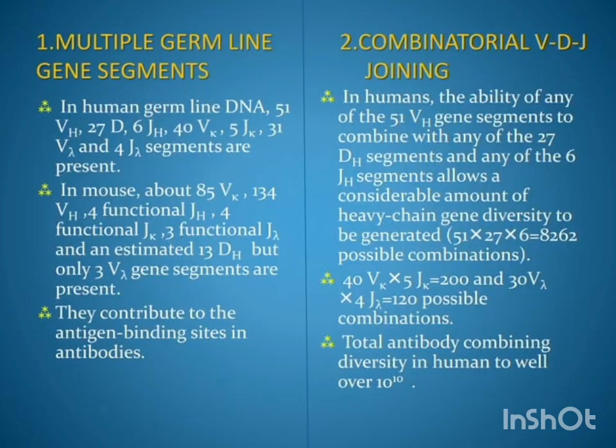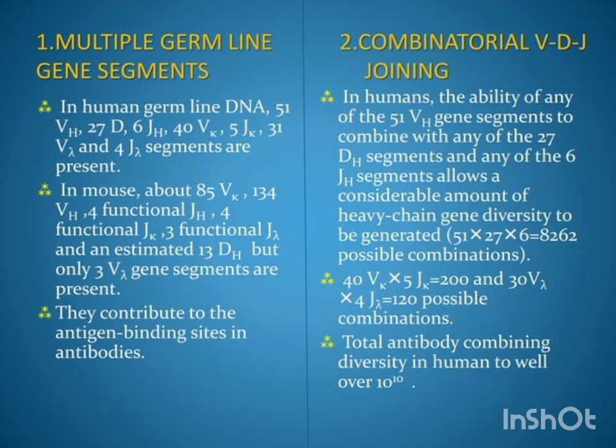First thing, multiple germline gene segments. In human germline DNA, 51 VH, 27 DH, 6 JH, 40 VK, 5 JK, and these are present. In mouse, some other gene segments are also present. They contribute to the antigen binding sites of antibodies.